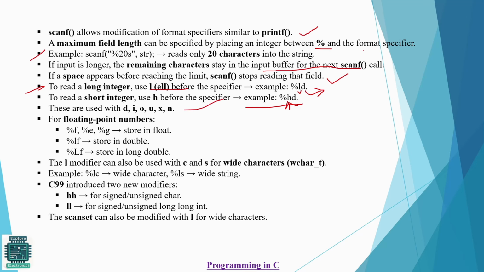And for floating point numbers, %f, %e, %g store in float, and %lf stores in double. And for uppercase L with f, it's stored in a long double. Here, the l modifier can also be used with %c and %s for wide characters. And C99 introduces two new modifiers. What are those? One is hh and ll. For unsigned and signed char, hh, and for long long int, ll. Here, the scanset can also be modified with l for wide characters.